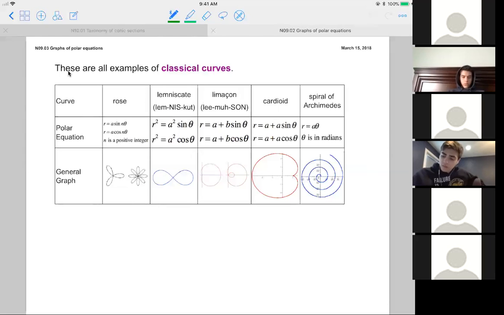The n-petaled roses and the spiral of Archimedes are probably the most useful. Cardioids show up a bit in radio transmission, believe it or not. If you have a directional antenna, the intensity tends to follow some sort of cardioid. I have no idea when a limaçon shows up or not.